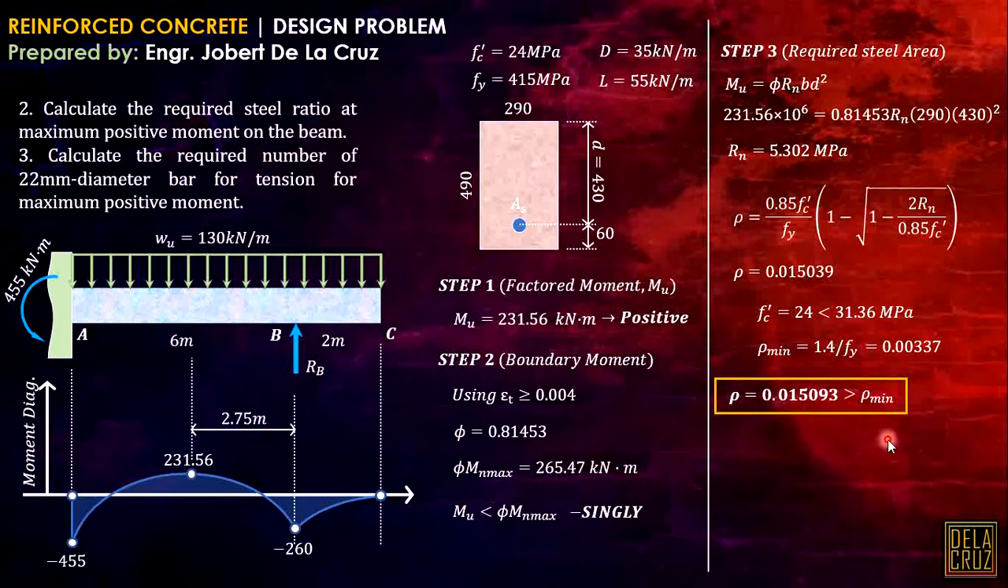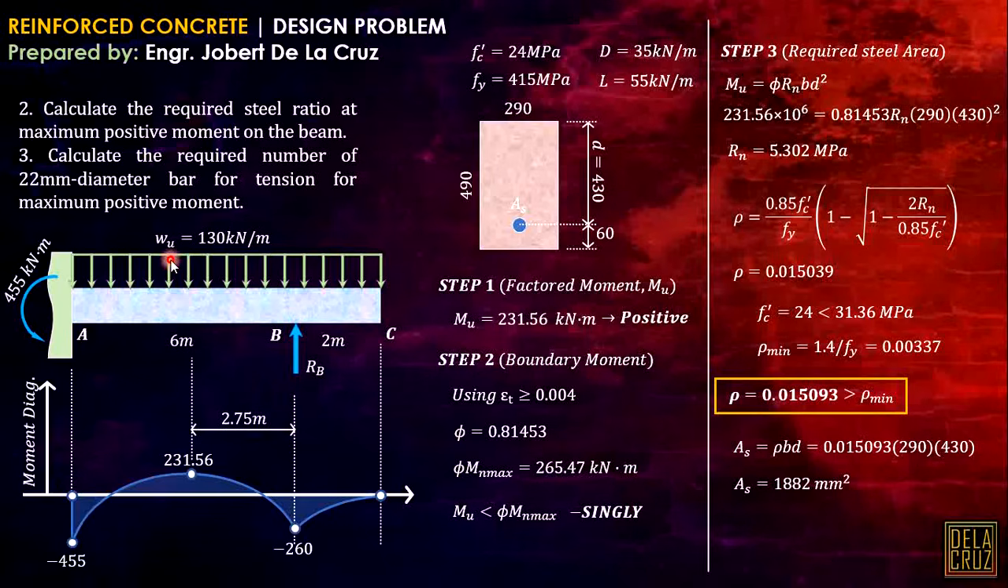Now, next, we need to calculate the As or the required steel area, that one in step 3. Okay, so As is equal to rho bd. Then, the rho, we calculated that already. Substitute and we have this As.